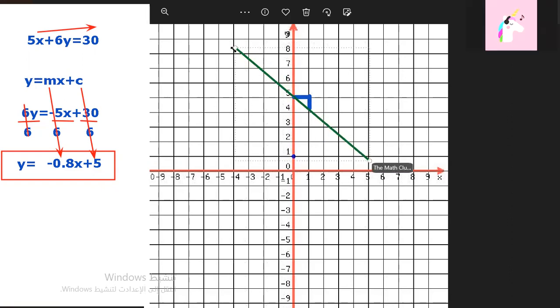Yes. Mister, can you do this step again? Why didn't you go to negative 8? I don't get that. Sorry. The negative 0.8 is the gradient. The gradient is not a point on the graph.